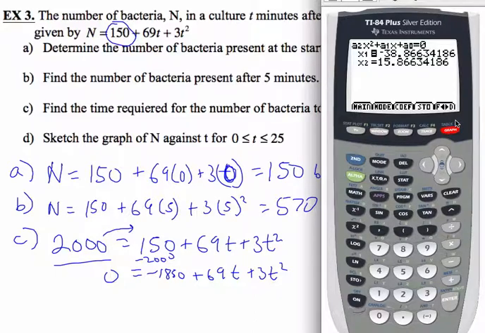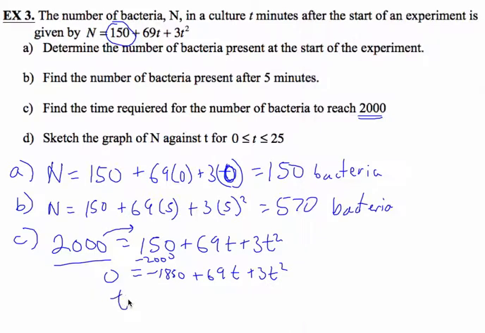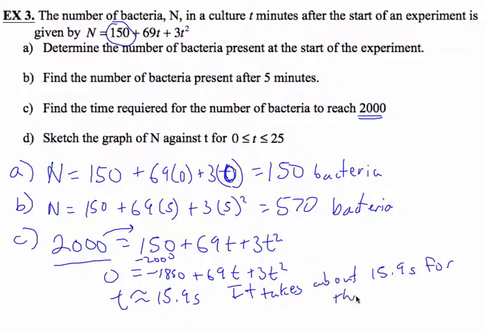and we get, so obviously it's not going to be the negative answer. We have to take the positive answer here, so it's going to be about 15.9 seconds if we round it to 3 significant figures. So t approximately equals 15.9 seconds. So you can say it takes about 15.9 seconds for the bacteria to reach 2000.